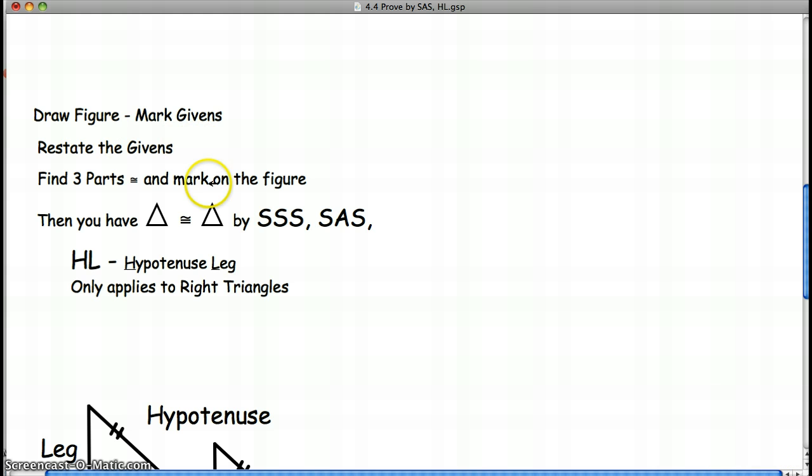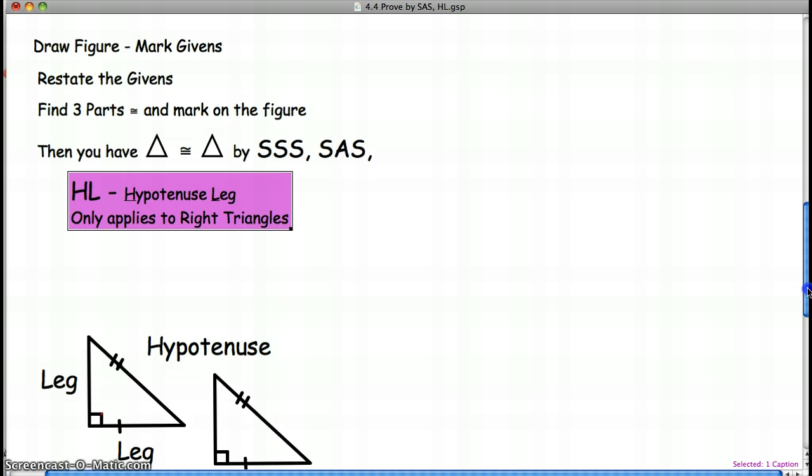Whenever we're trying to prove a triangle, we need to find 3 parts to be congruent. So now we have side, angle, side. Those 3 parts, 2 sides and 1 angle. And we also have our side, side, side that we learned in section 4.3. So we need to find them to be congruent and mark them on the figure. Once I find 3 parts to be congruent, now I have 2 triangles to be congruent. So that's basically the way you attack these proofs. Now we're going to talk about the hypotenuse leg.